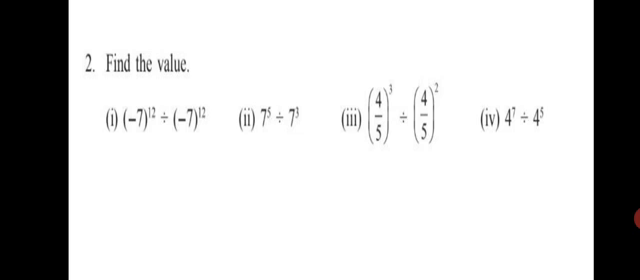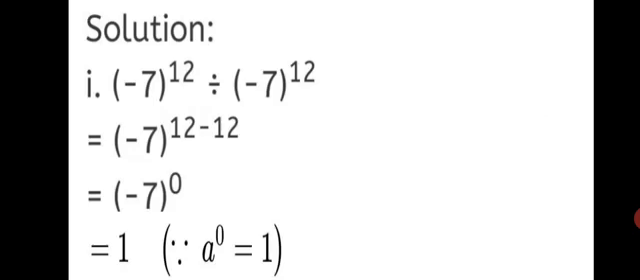Question number 2. Find the value. We have 4 sums again here. Let's solve them one by one. First sum, minus 7 raised to 12 divided by minus 7 raised to 12. Solution. Minus 7 keep as it is. First subtract 12 minus 12, the index. You get 0. So minus 7 raised to 0 is equal to 1. Why? Because a raised to 0 equals 1. So any number or any alphabet raised to 0 is equal to 1. That's our formula. Alright, you have to memorize this.